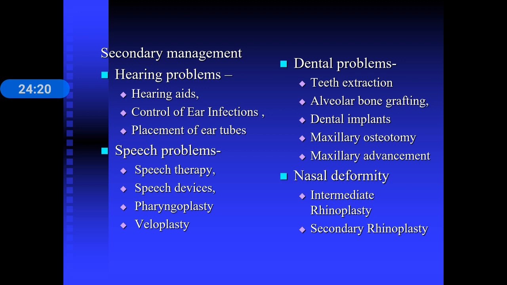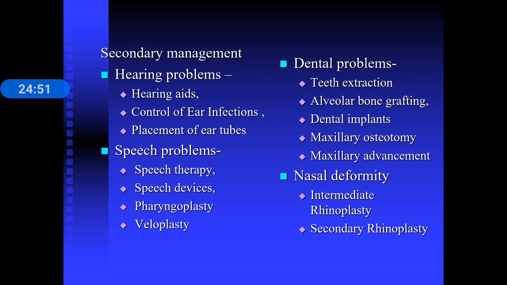For the dental problems throughout the early childhood, orthodontic evaluation and treatment is required. Tooth extraction, alignment by placing braces, and later on alveolar bone grafting is done to fill the alveolus gaps due to the cleft disorder. Dental implants, and towards the 16 or 18 years of age, maxillary osteotomy has to be done to correct the maxillary hyperplasia, or maxillary advancement is done.